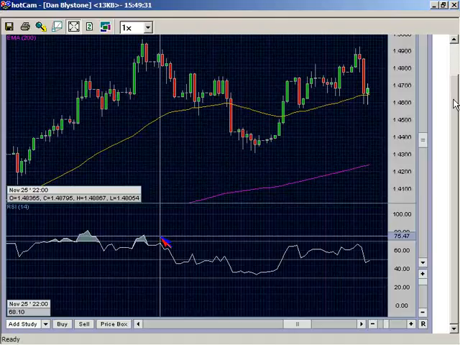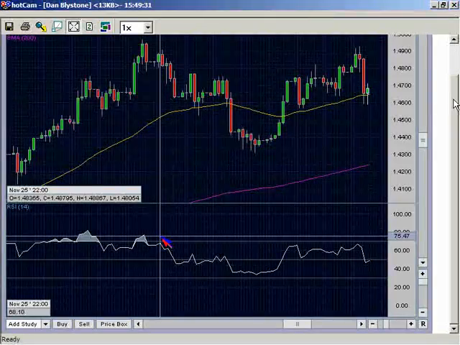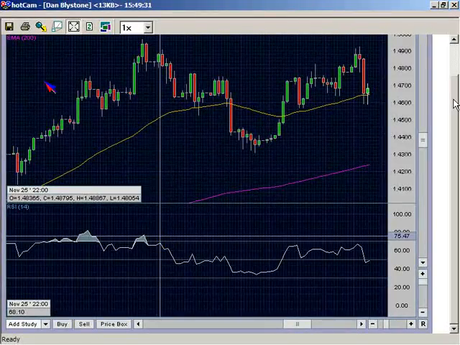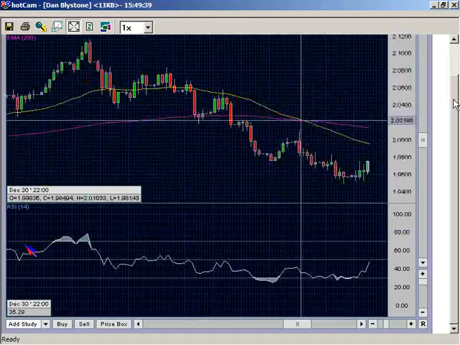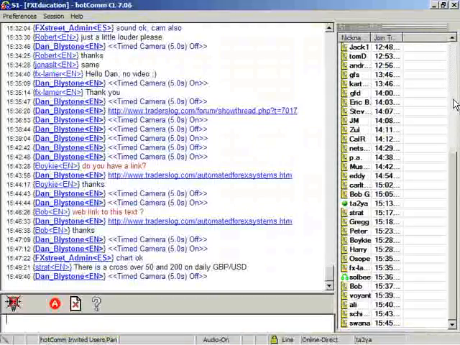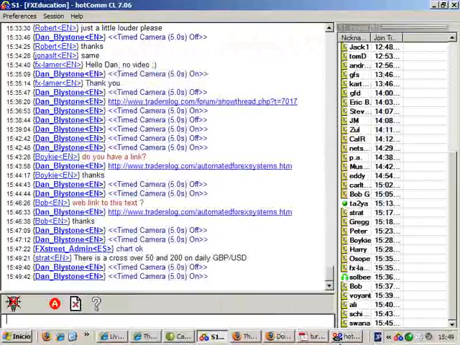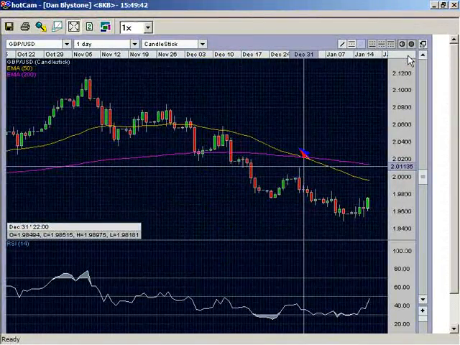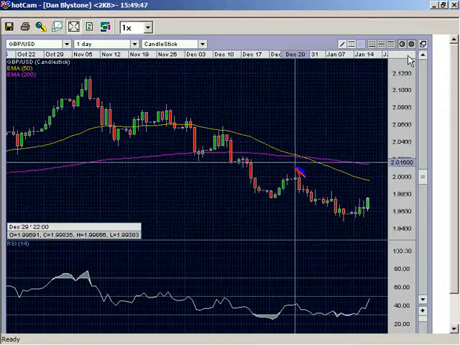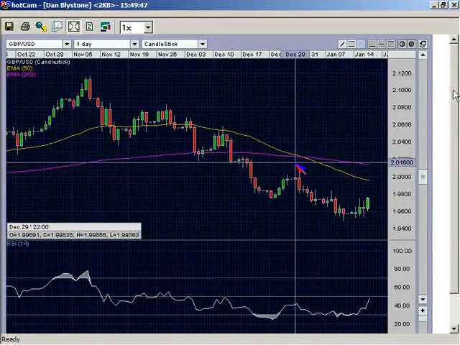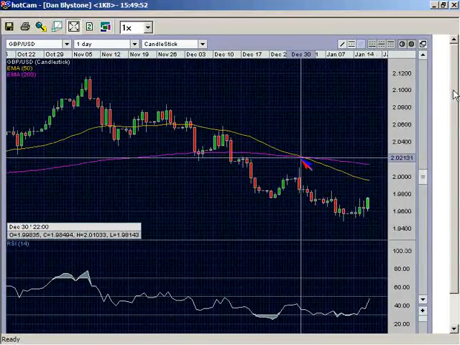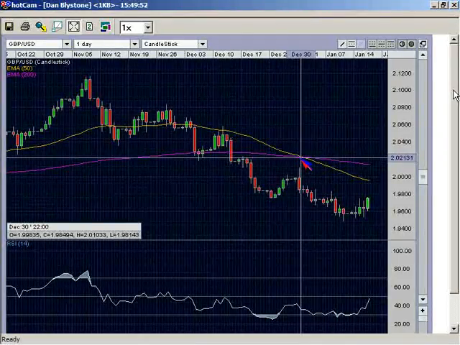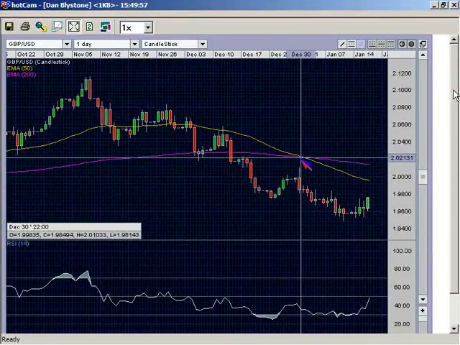Strat's got a comment. He says there's a cross of the 50 and the 200 in the cable. Well, that's interesting. Let's check that out. Yeah, there is. Look at that. Just make sure everyone can see the screen. So things are actually looking pretty bearish. We have a death cross that took place here in the cable. Let's see what the RSI was telling us at that time.